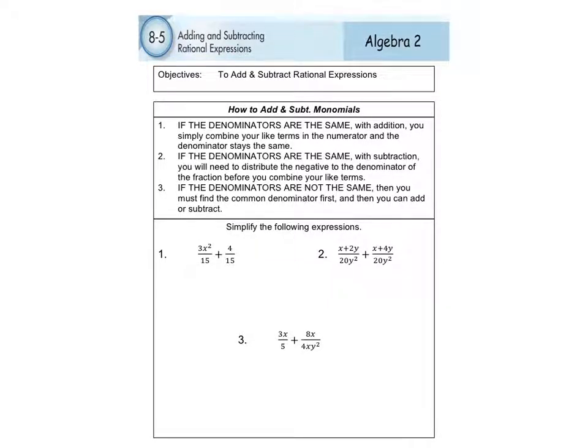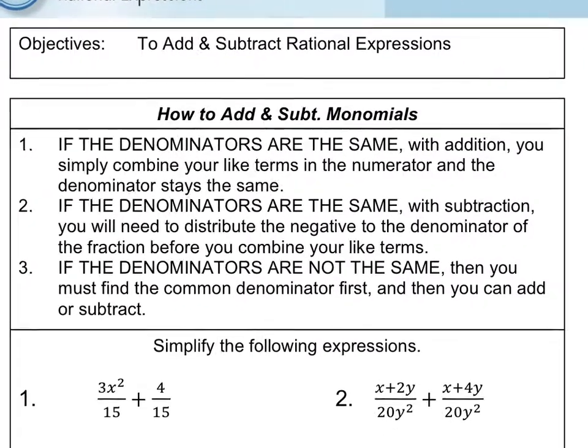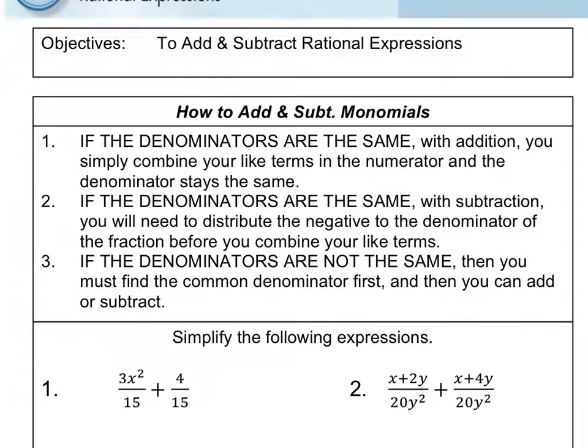Okay, this is section 8.5, and in 8.5 we're going to be adding and subtracting rational expressions, and we're going to start with monomials. So we're going to be talking about how to add and subtract monomials. Remember, monomials are one-term items. So it's going to be one term on the top and one term on the bottom. We won't have two terms or anything like that yet.